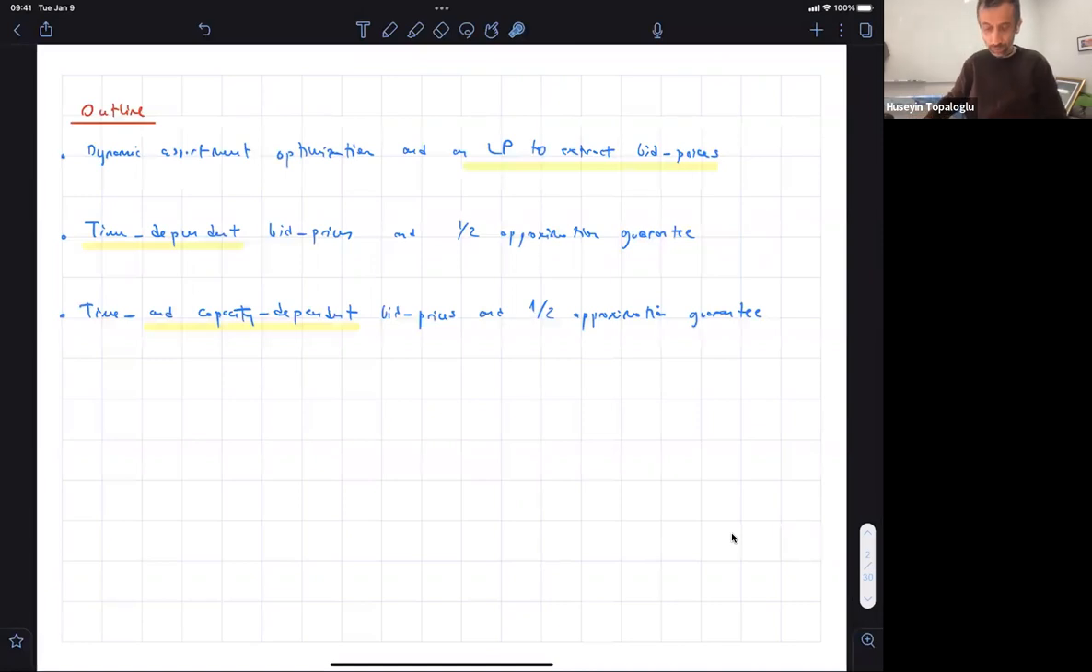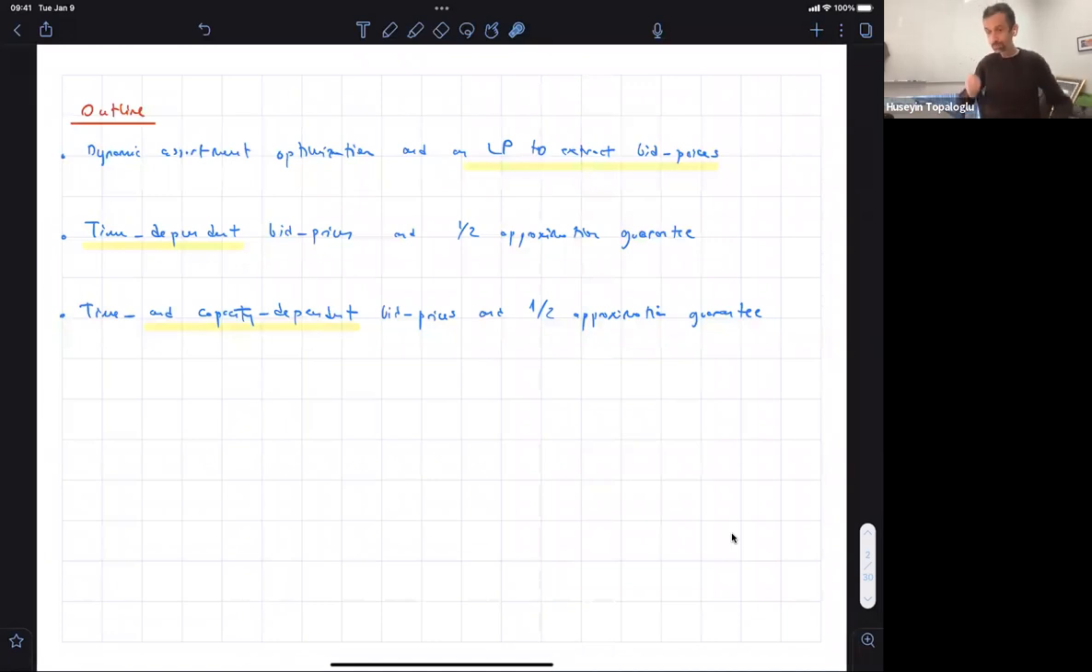So here's an outline. First, we're going to formulate this dynamic assortment optimization problem as a dynamic program, but that dynamic program is going to be high dimensional, so we're not going to be able to solve that dynamic program computationally in a tractable fashion. So now we're going to turn our attention to these policies called the bid price policies. What do I mean by a bid price policy?